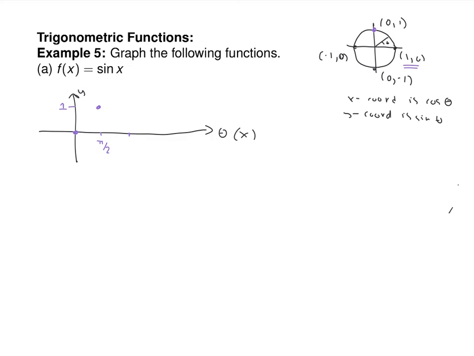What's happened by pi? 0 again. How about 3 pi halves? -1. And by 2 pi, you're back at 0. Do you see how there are sort of 5 distinctive points there? What's going to happen when you go around that circle again? That pattern's going to repeat. Does that make sense? So that's the basic pattern of one oscillation, or one period, of a sine function, and that thing's going to keep going on both sides.